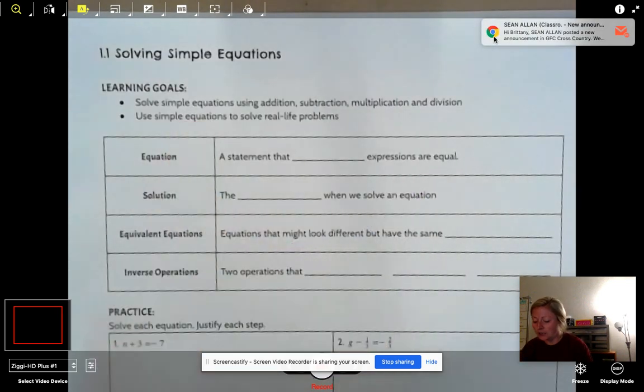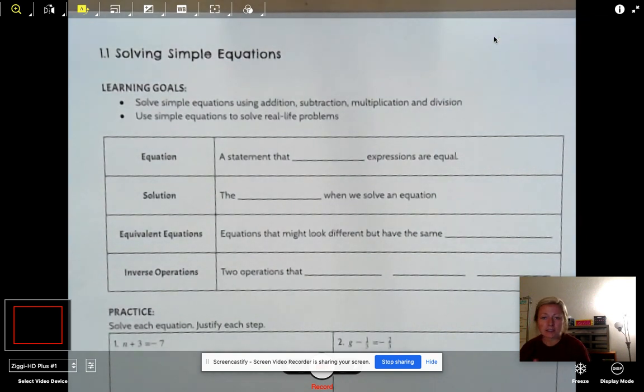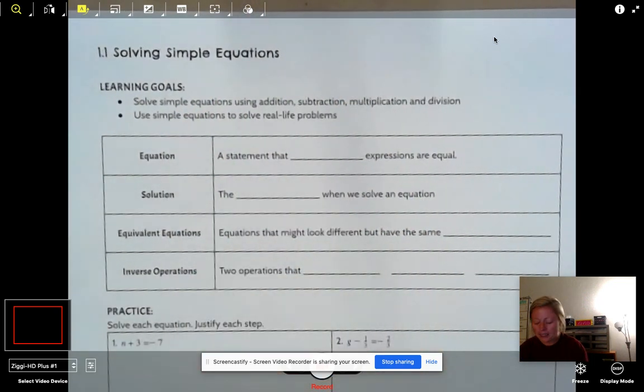So our learning goals: we are gonna use addition, subtraction, multiplication, and division, I suppose, to solve simple equations. And then we are gonna use these simple equations to model real life problems, because really that's the point of math, right? Like to help us in real life, not just to do random problems on pencil and paper. So let's get started. We have some vocab that we're gonna fill out here. Again, I think you guys know these words, but it's just a good refresh for the beginning of the year.